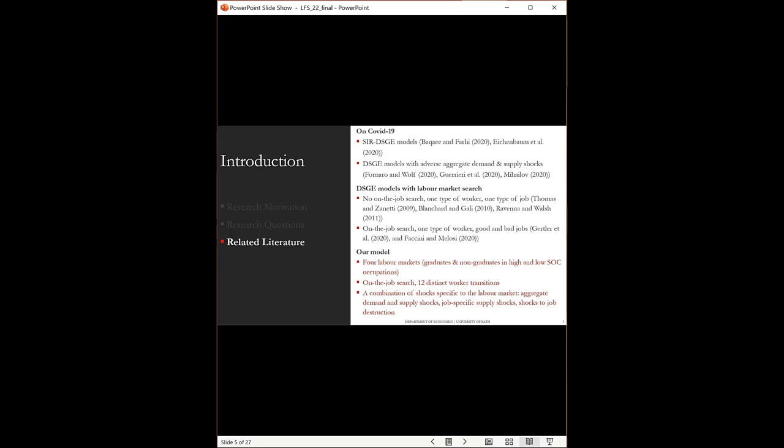Most importantly, we have a richer combination of shocks to describe the pandemic. We model aggregate demand and supply shocks, but we also have job-specific shocks to capture the evidence that workers in low SOC employment were more likely to be furloughed, and furloughed for a longer period, than those in high SOC employment. And we also model shocks to job destruction induced by the pandemic.